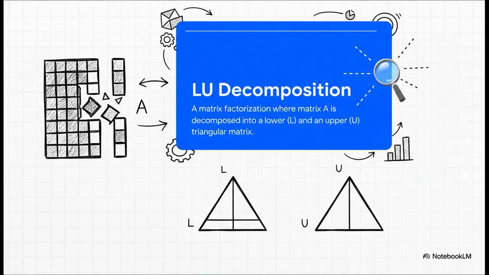Now, all lower triangular means is that all the numbers are on or below the main diagonal line of the matrix. Everything above it is just 0. And upper triangular is the exact opposite. All the numbers are on or above the diagonal.